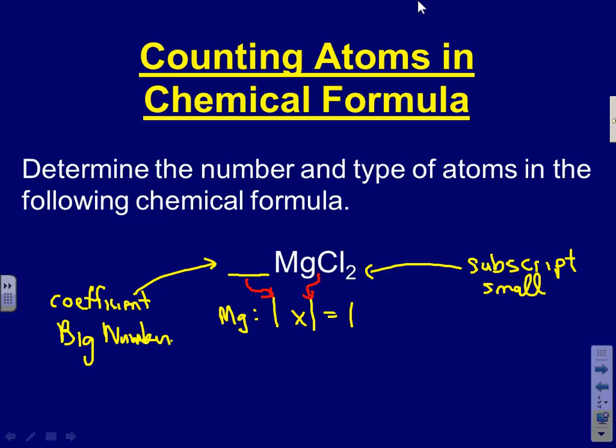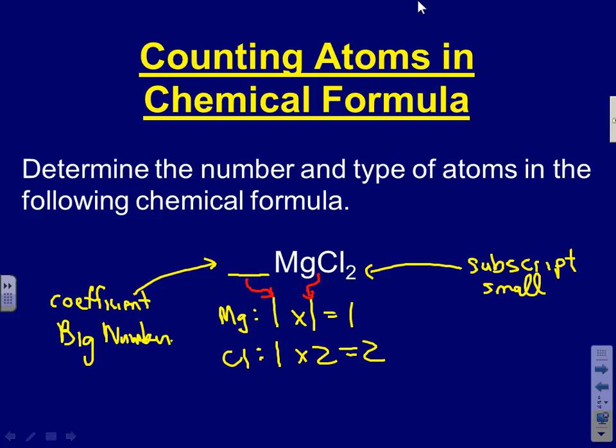Make sense? For chlorine, Cl, my coefficient is still 1, but how many atoms are there in each one? There's 2. So in the end, there is 1 times 2, there are 2 chlorine atoms. Now that's the simplest of simple. Let's now do a few more that are a little more complicated than this.